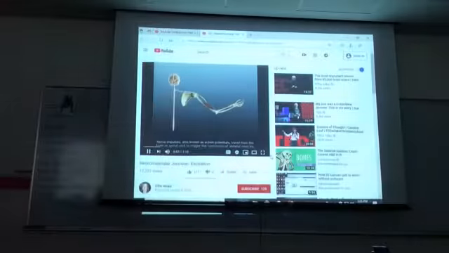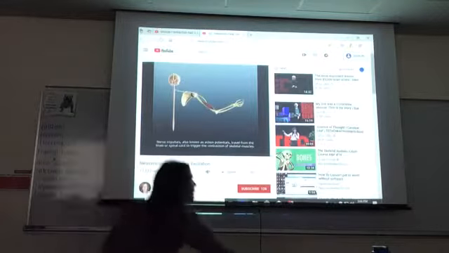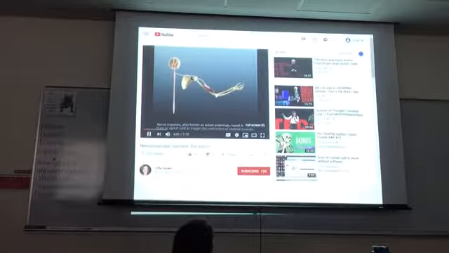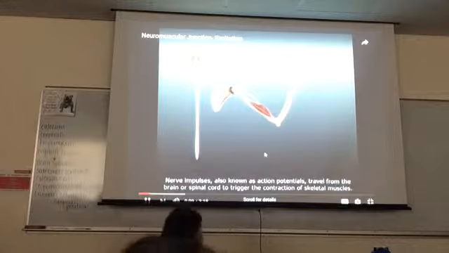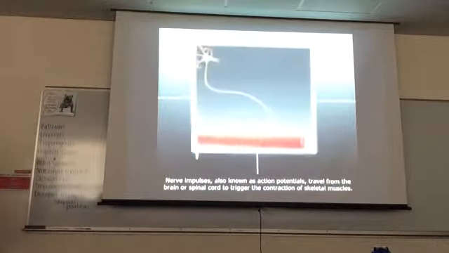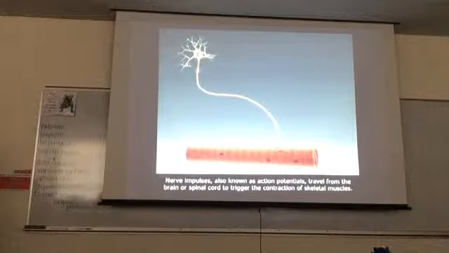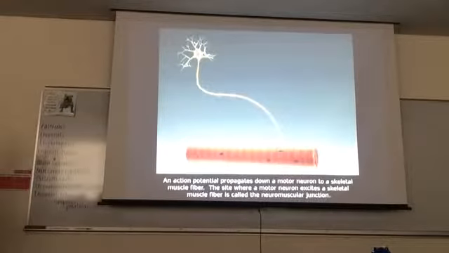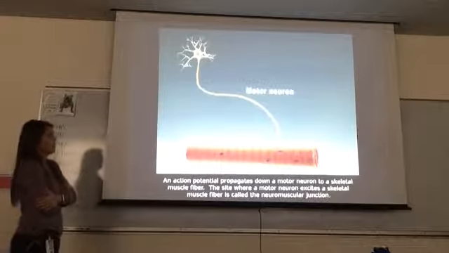Nerve impulses, also known as action potentials, travel from the brain or spinal cord to trigger the contraction of skeletal muscles. An action potential propagates down a motor neuron extension from the spinal cord to a skeletal muscle fiber.